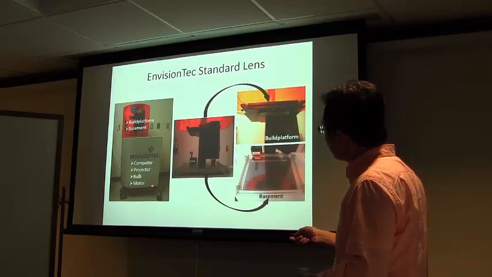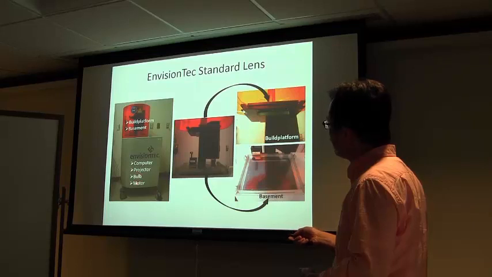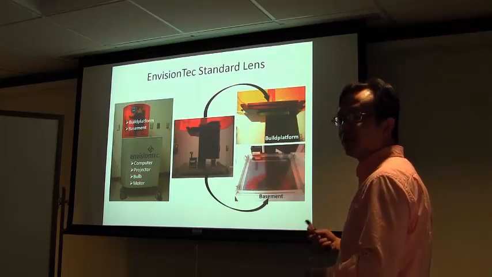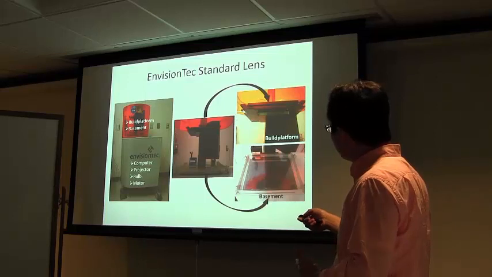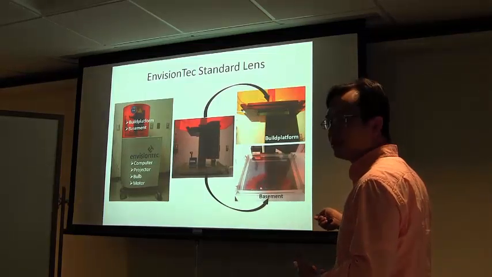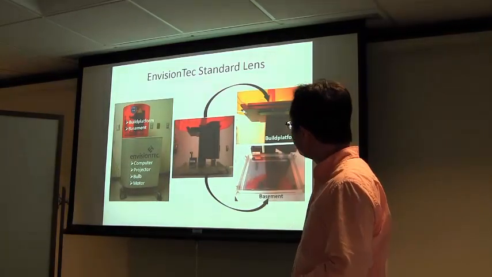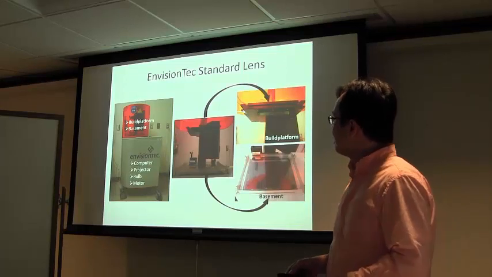The bottom here is the control panel. You have a computer in it, a projector, a bulb and a motor. The bulb is used to produce light because it's photo cross-linking, right? If you look carefully here, there's a projector with a big lens. They use it to project light onto the monomer solution. So this is the machine I'm using now.